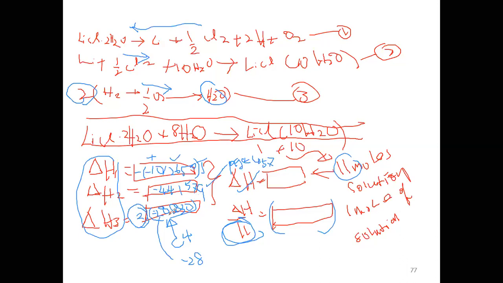Negative 285.830. Doctor, why must delta H be times with 11? You have to divide this one by 11 for 1 mole. If you want to present in 11 moles also okay, but generally heat of solution is for 1 mole of the solution. So that means this one you have to divide by 11. Once you determine this one, you can get negative.